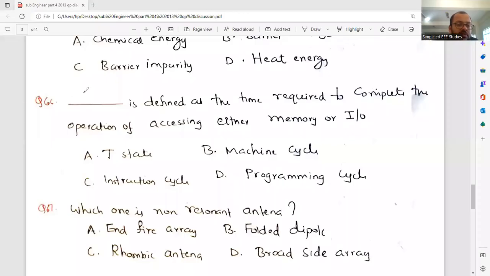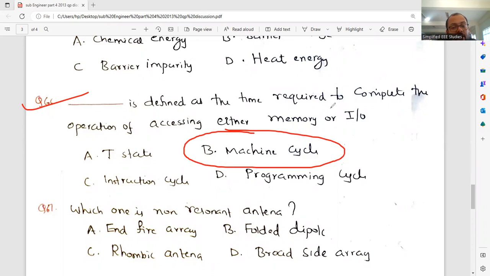Please read question number 66. Dash is defined as the time required to complete the operation of accessing entire memory or input-output. Actually, the machine cycle. The machine cycle is defined as the time required to complete the operation of accessing either memory or input-output devices.